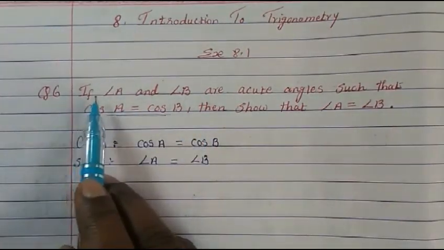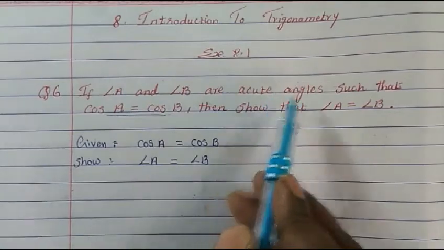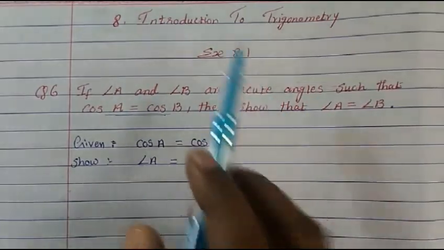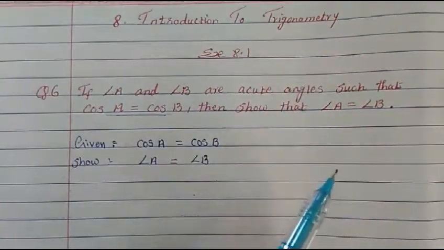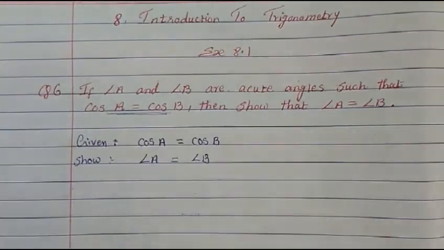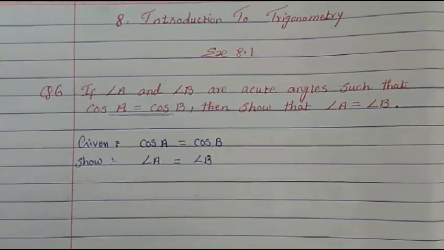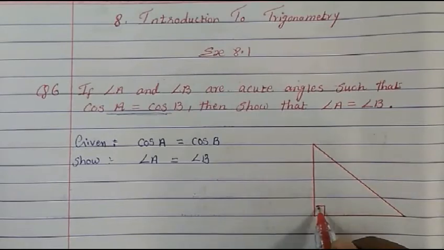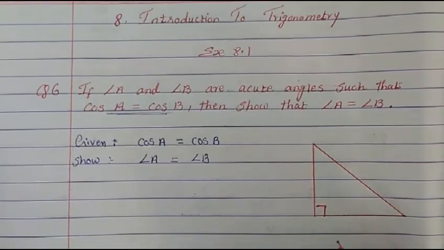And it is said that angle A and B are acute angles. So first let us draw the triangle. You know that trigonometry chapter means it is a right angle triangle only. So let's draw a right angle triangle. Right angle triangle means one angle has to be 90 degrees. So this is 90 degrees.